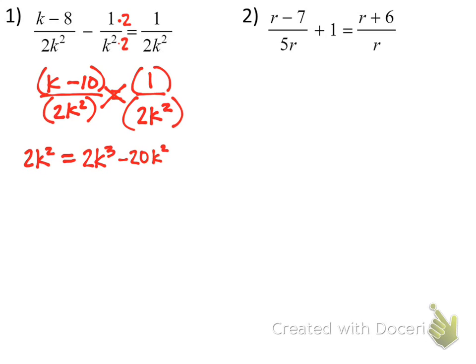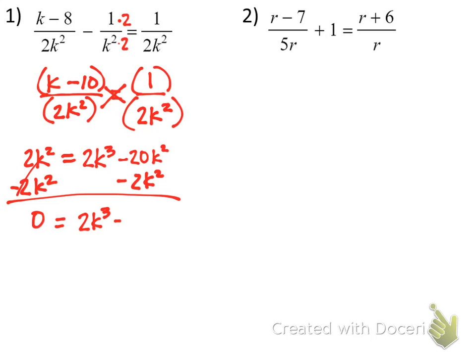Okay. Then I'm going to move everything or combine like terms. We have 2k squareds on one side and we have k squareds on this side. I want to just move everything to one side. So I'm going to subtract 2k squared on both sides. This is a positive 2k squared, so I'm going to subtract 2k squared. Okay. So these two cancel out, just leaving 0 is equal to 2k cubed minus 22k squared.